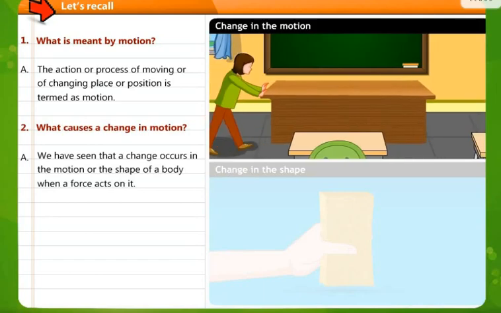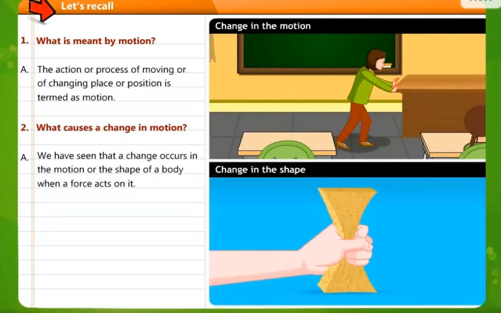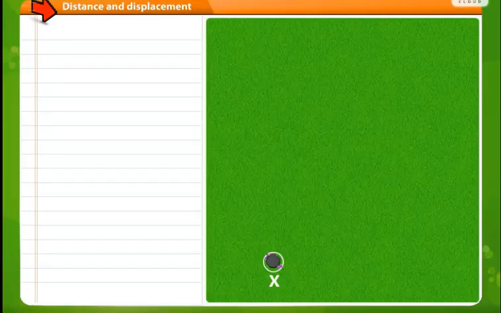We have seen that a change occurs in the motion or the shape of a body when a force acts on it. You can see how a sponge's shape has been changed. Now, work is done when a force acts on it. So this is how force causes change in motion. As we have seen, force causes change in motion.